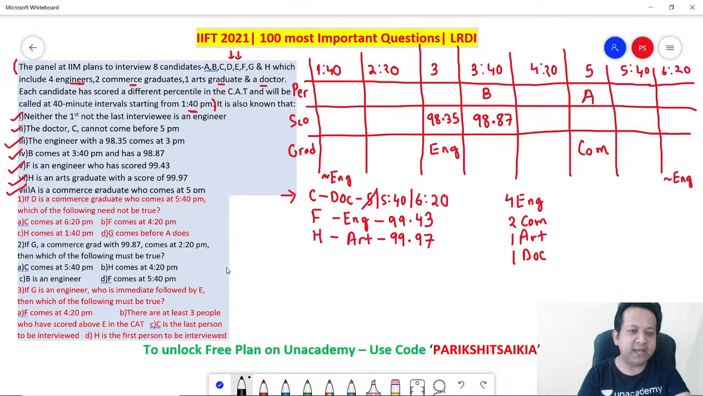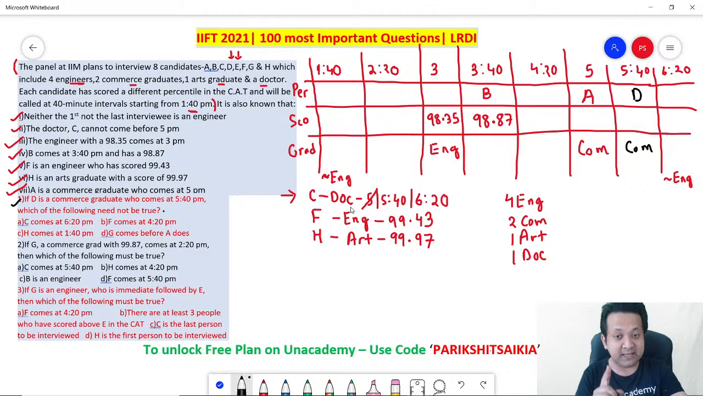First question, if D is a commerce graduate who comes at 5:40, let's put D. D is a commerce graduate, so graduation is commerce, and he comes at 5:40 p.m. Which of the following need not be true? When they say need not be true, it means not always true. Sometimes it might be true, but not always. If D comes at 5:40, remember C comes either at 5:40 or at 6:20, so C must be coming at 6:20.